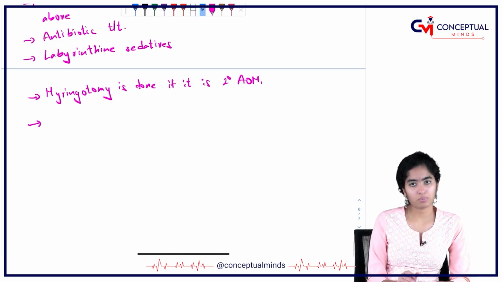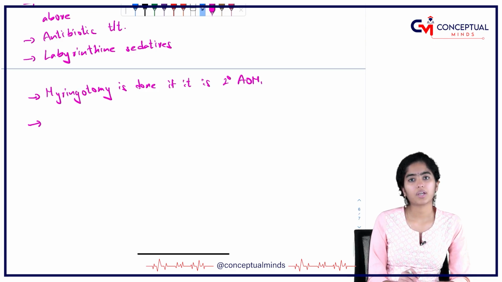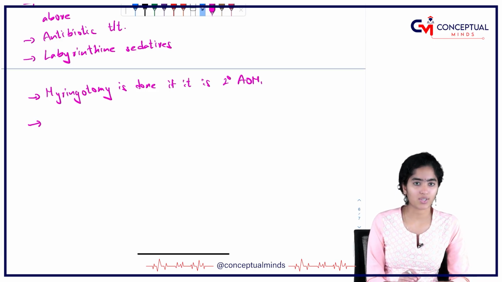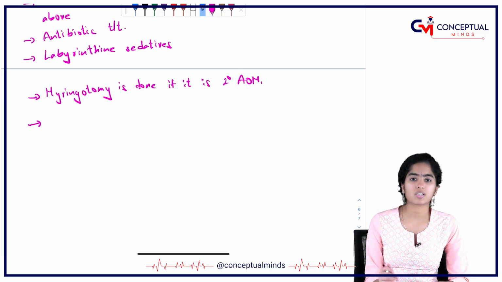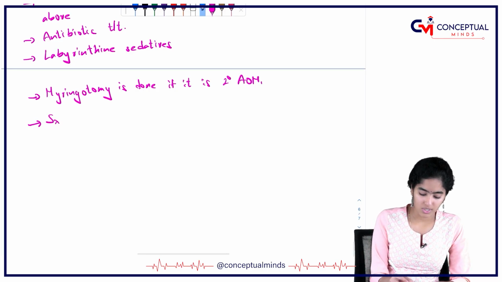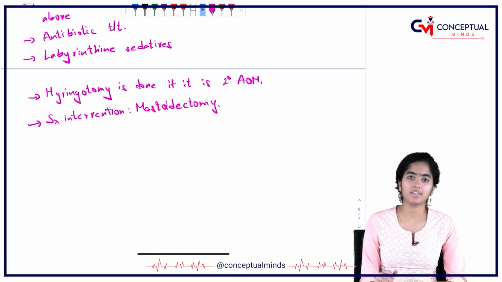If at all there is acute mastoiditis, then cortical mastoidectomy has to be done. If at all there is cholesteatoma, then modified radical mastoidectomy has to be done and the source of infection has to be treated. But always remember, medical treatment should precede surgical intervention. What is the surgical intervention? Mastoidectomy. I hope diffuse serous labyrinthitis is clear to all of you.